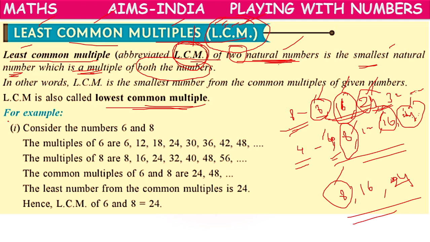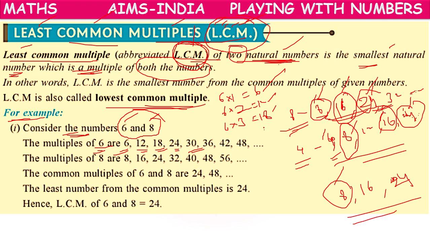So for example, consider the numbers 6 and 8. We are considering two numbers. One is 6, another one is 8. Multiples of 6 are 6, 12, 18, 24, 30. How to write multiples, children? Just like while writing tables, 6 1 is 6, 6 2 times 12, 6 3 times 18, like that we write. Whatever values we got on the extreme right side are called multiples of the given number.